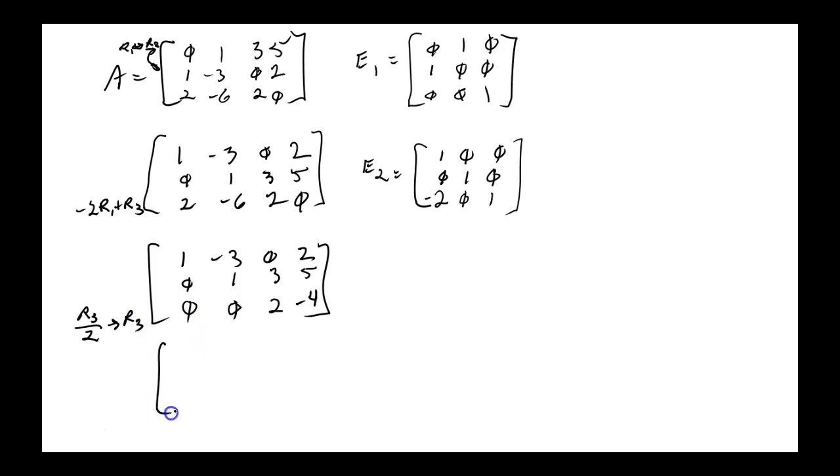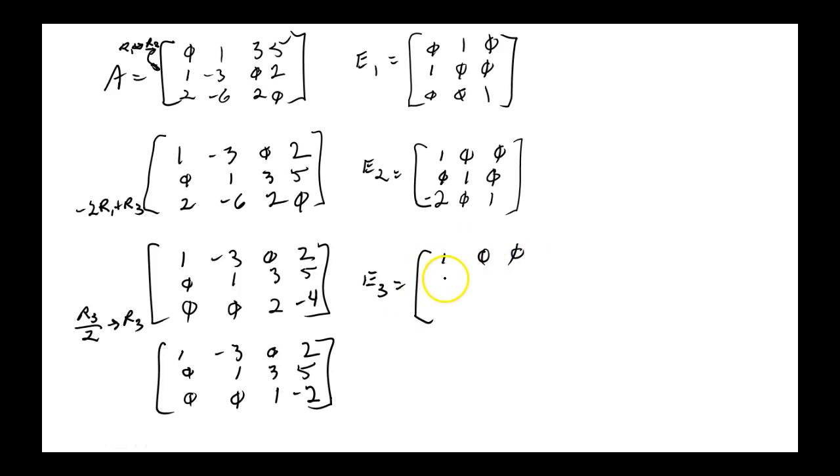So what would your last matrix be? 1, negative 3, 0, 2, 0, 1, 3, 5, 0, 0, 1, negative 2. Okay. And what elementary matrix would have produced that same result? 1 0 0, 0 1 0, and 0 0 one half. Perfect. So we could have done it up above, it would just change our order of things, but we still would have had that.